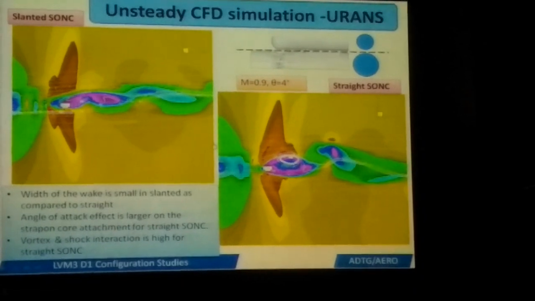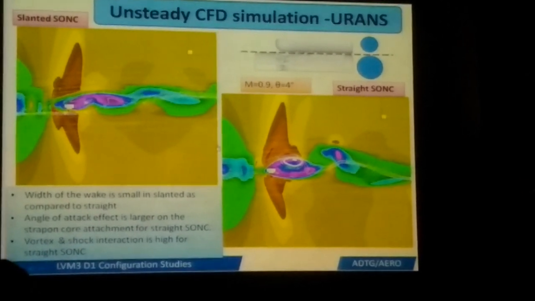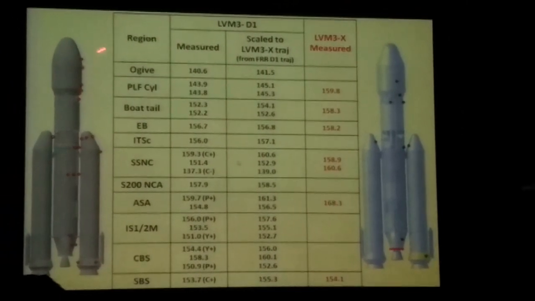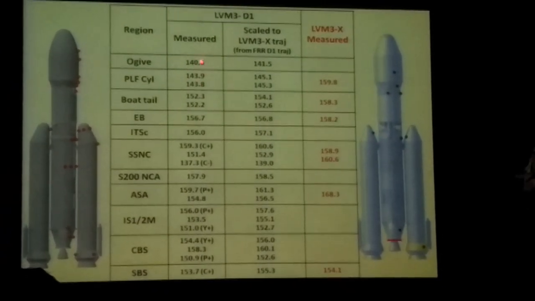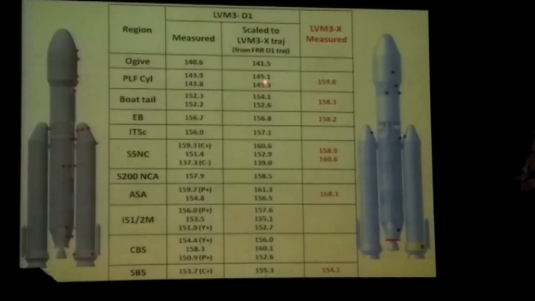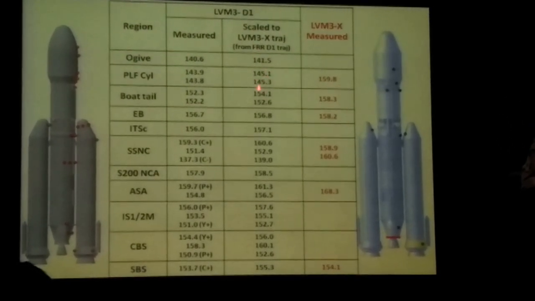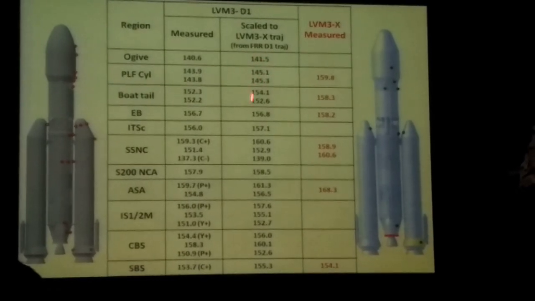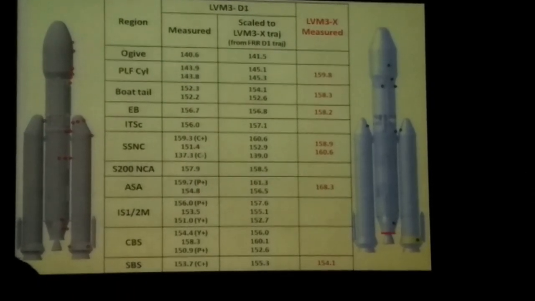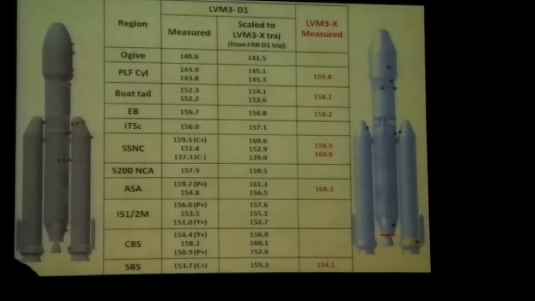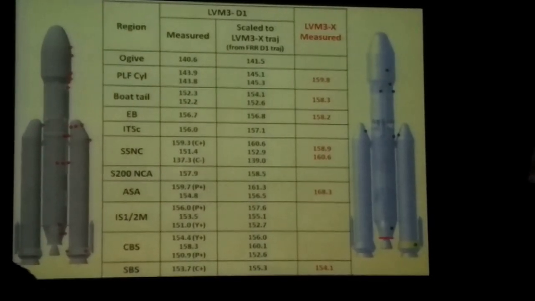So by suitably shaping the subsequent vehicle, we had very low acoustic levels and very benign environmental levels, which is essential for this launch vehicle. You can see here these are the measurements which we made in the second flight, and this was the first flight. You can see the reduction from the earlier vehicle to the D1 vehicle, where we had the ogive nose cone, both slanted and ogive. You can see a substantial reduction. The 160 has become something like 152, and 168 has become 160. So all these levels have considerably come down because of the shaping of the ogive nose cone, the slanted nose cone, and also because we shaped some of these protrusions in a more streamlined fashion.